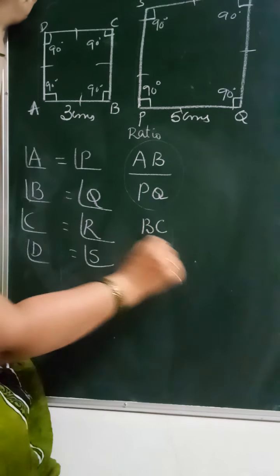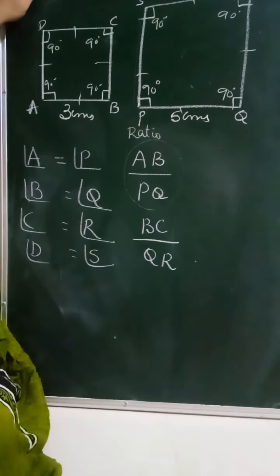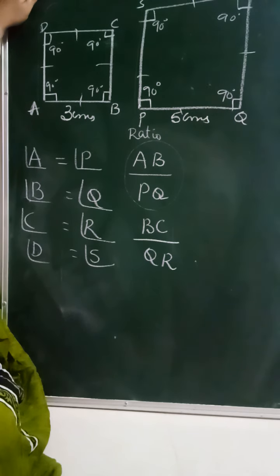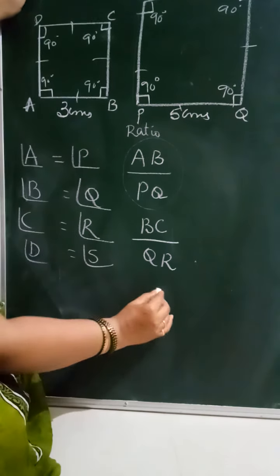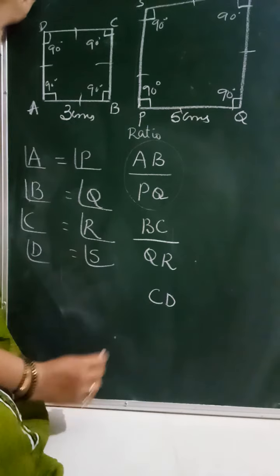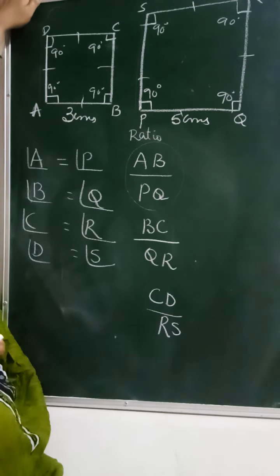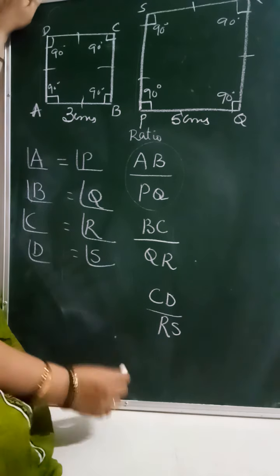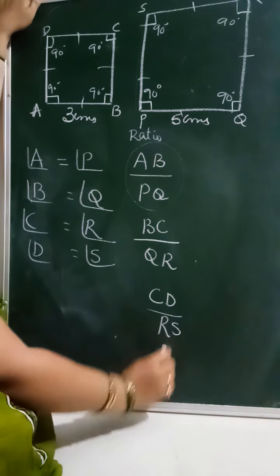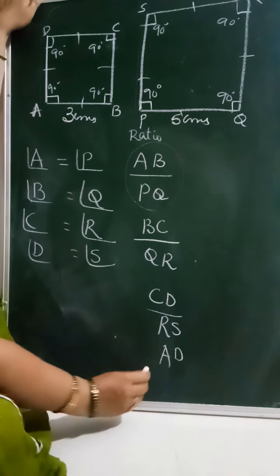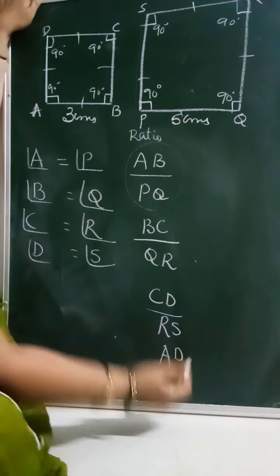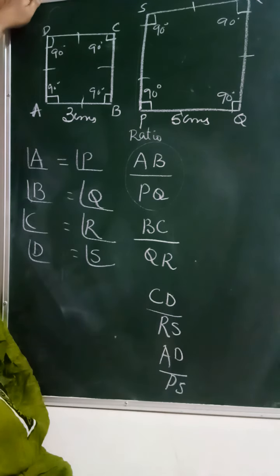QR. How to write the ratio of the corresponding sides? BC by QR. The other side, CD. Its corresponding side is SR or RS, and the ratio is CD by RS. And the last side, AD. Its corresponding side is PS, and its ratio is AD by PS.